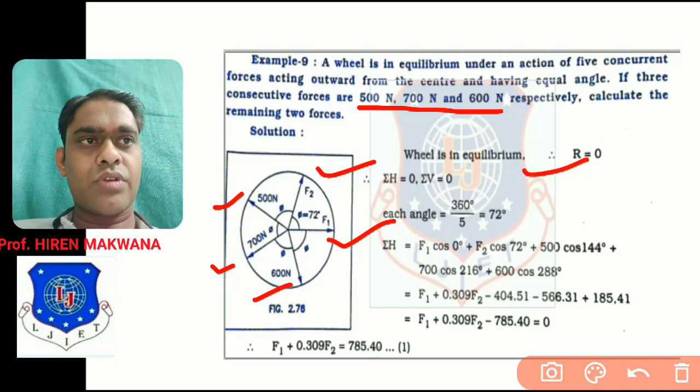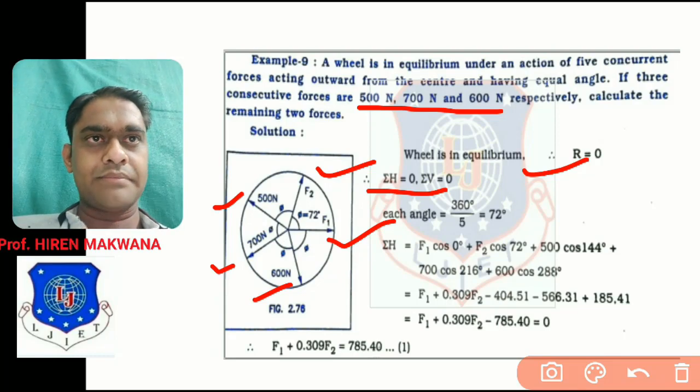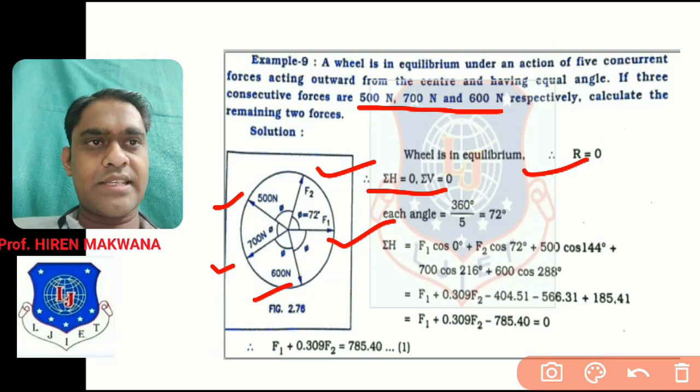The system is in equilibrium. So R equal to 0, sigma H equal to 0, sigma V equal to 0. Now each angle is 72 degrees. All the calculations here are completed.